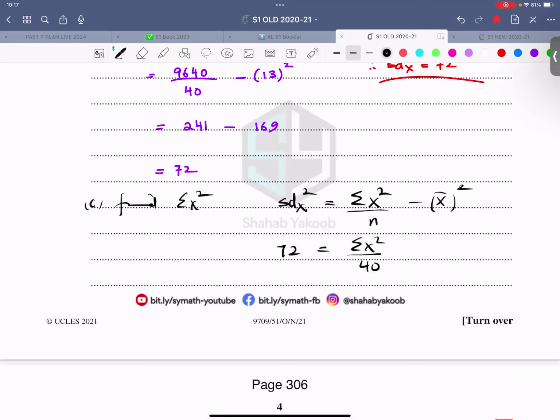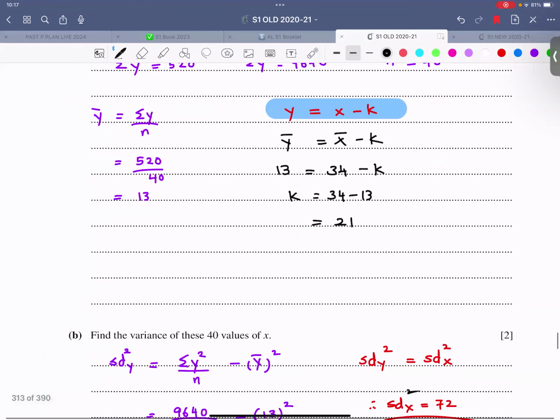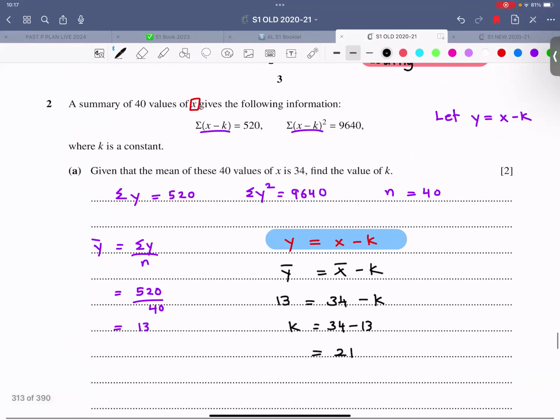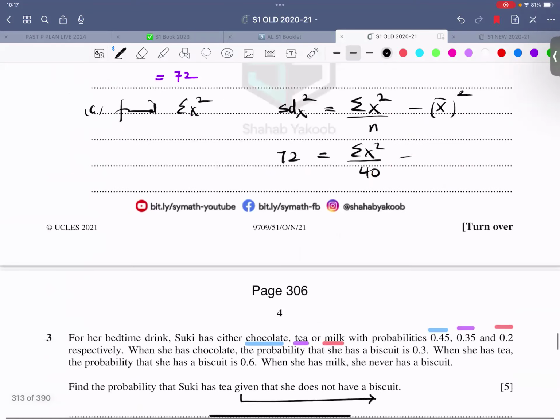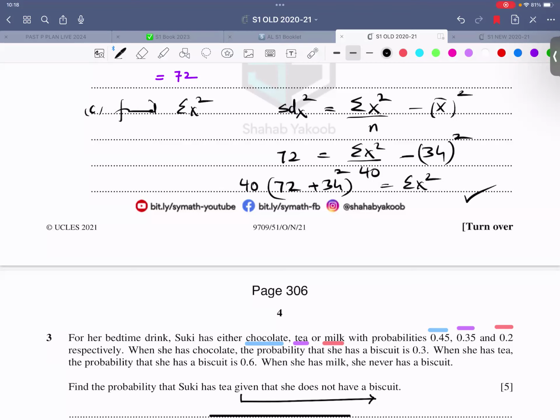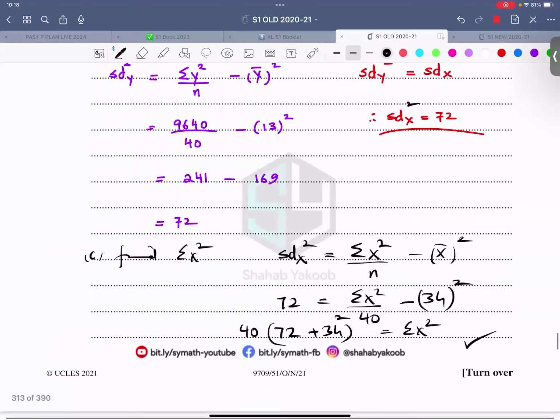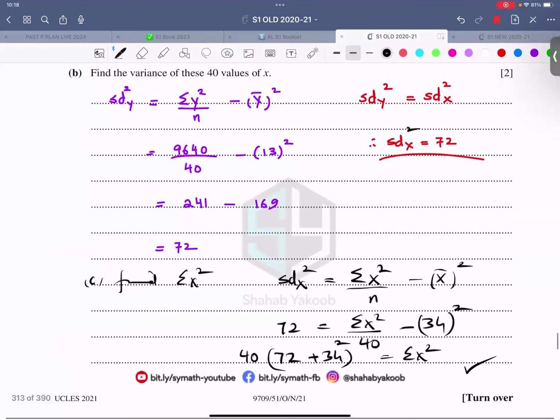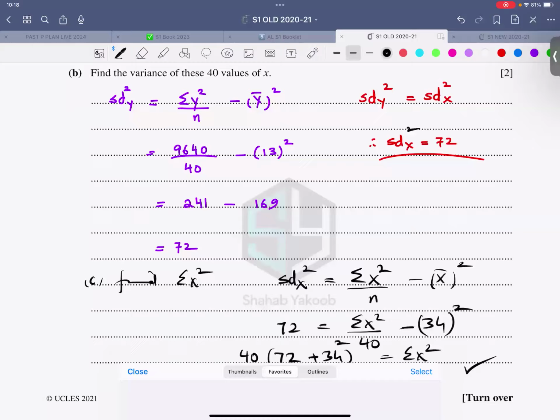And n is 40. And what is x bar? X bar is right over here. That is 34. So therefore, 72 plus 34, and this is x bar square, so this is 34 square, multiplying with 40. That is sigma x square. Hence, we find the value of sigma x square. So I added an additional part for you people. So now this question is gone.